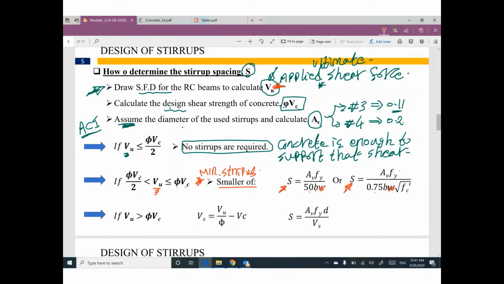Third case, if V ultimate from structure analysis is greater than the concrete strength, that means concrete cannot support alone. We need to add stirrups with design. So I'm gonna figure out the value of VS supported by stirrups, equal to V ultimate divide phi minus VC, and then I can figure out the spacing from this equation.